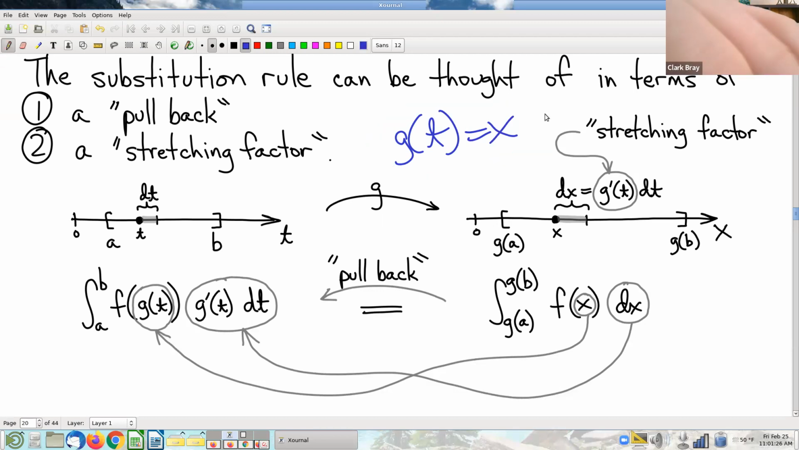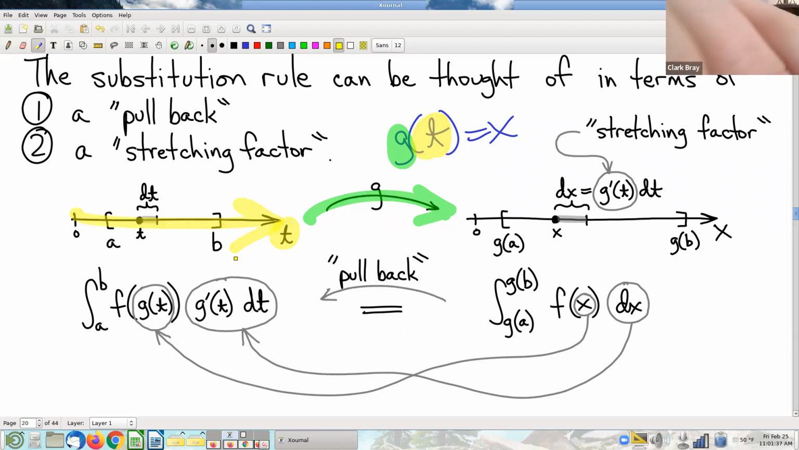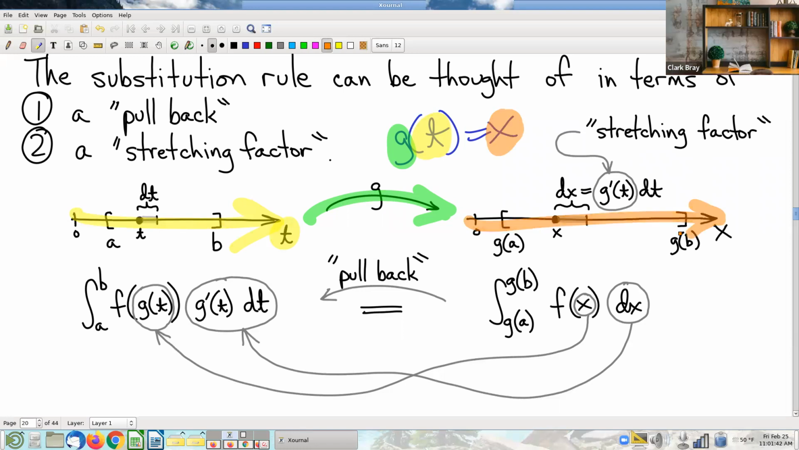I want to think of this g as actually being a function that takes you from the t-axis over to the x-axis. Let's think about that as, there's a world over there on the left and there's a world over here on the right, and g is what moves you from left to right.